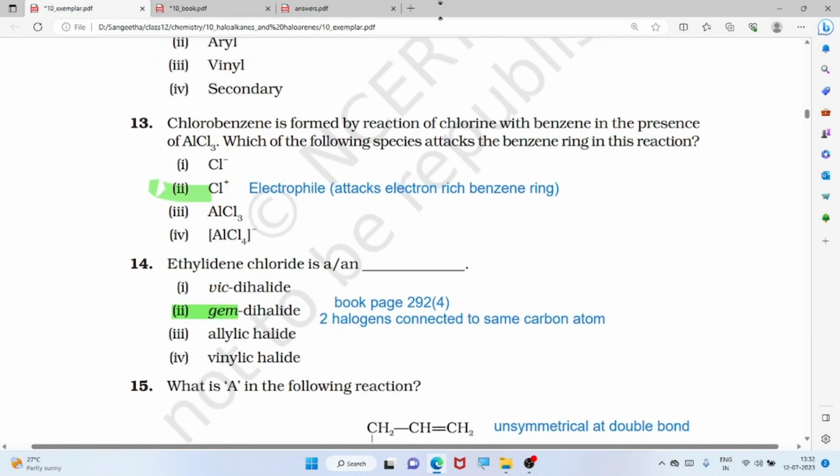Chlorobenzene is formed by the reaction of chlorine with the benzene ring in the presence of AlCl3. Which of the following species attacks the benzene ring in the reaction? This is the electrophile. It attacks the electron rich benzene ring. The electrophile loves electrons, which means the benzene ring will have more electrons.